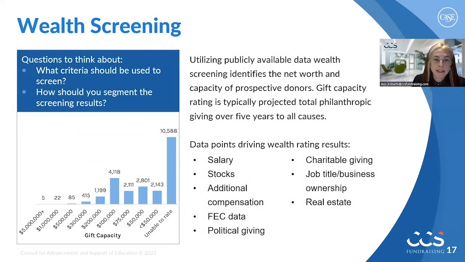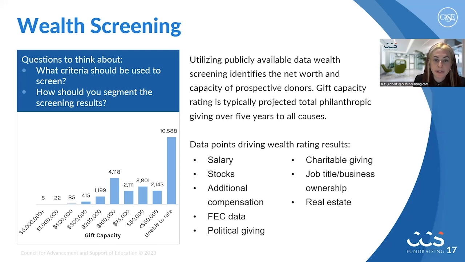Gift capacity comes in a high and a low range. In the sample chart, we're showing you the low end of that range. The graph breaks down the results by estimated gift capacity, which provides an evaluation of how much a household can give to all charities they support over the next 5 years.